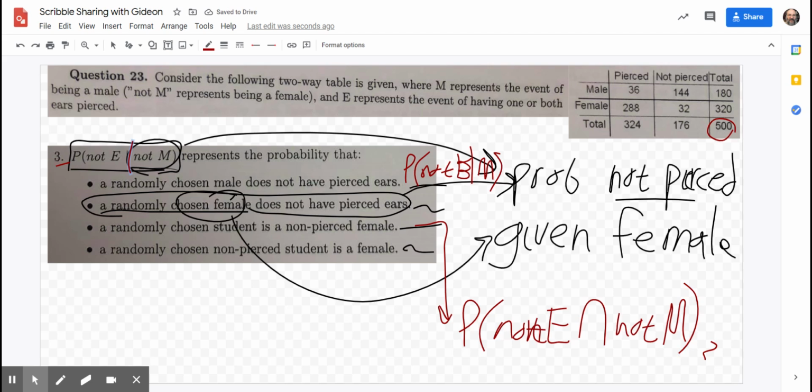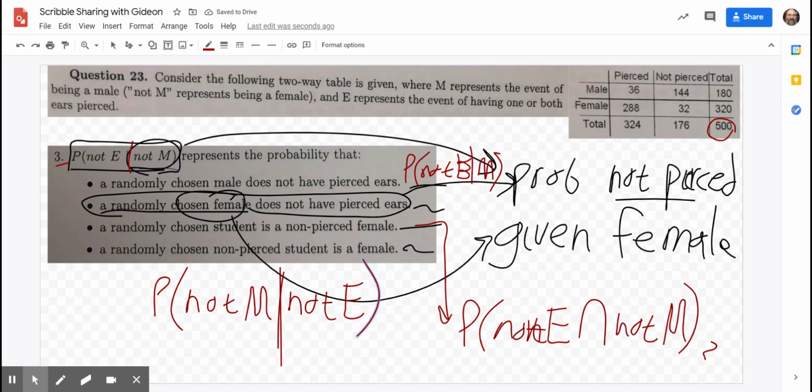And the final one, a randomly chosen non-pierced student. Oh, that would be the one most likely to fool you because it does have not pierced. It does have a not E in it. Wait, am I about to make the mistake? Yes, I am. You're being asked the probability of being female, but you are given that you're a non-pierced student.